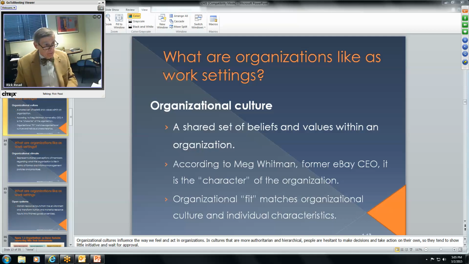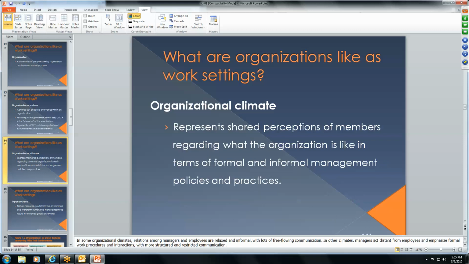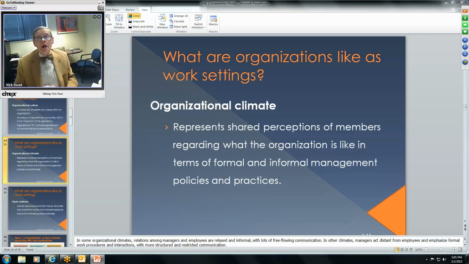Organizational climate, again, something we're going to talk about in much greater depth later in the course. Notice it talks about shared perceptions. Organizations try to mold their employees in certain ways and in certain manners by various and sundry means. Sometimes they tell stories, sometimes they have a saga, sometimes they have rituals, etc. And that's what they're trying to do with this. And notice that it talks here about both formal and informal management policies.